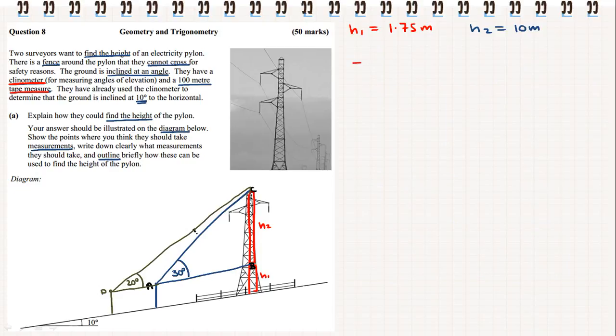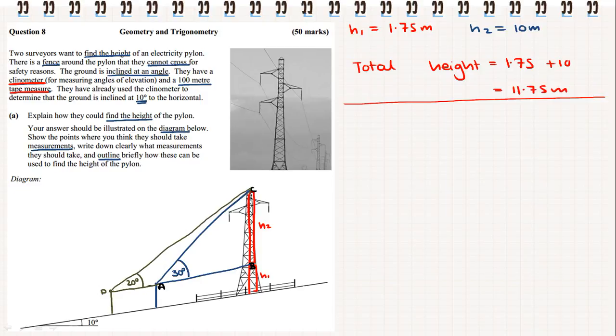So the last part then, the total height is going to be equal to 1.75 plus 10, so that's 11.75 meters. So now that we've found the total height, that's what we were looking for, let's go back and recap and then go back and do part A.